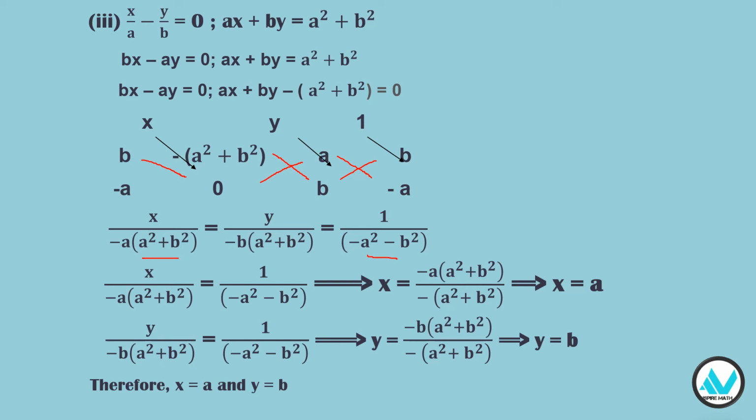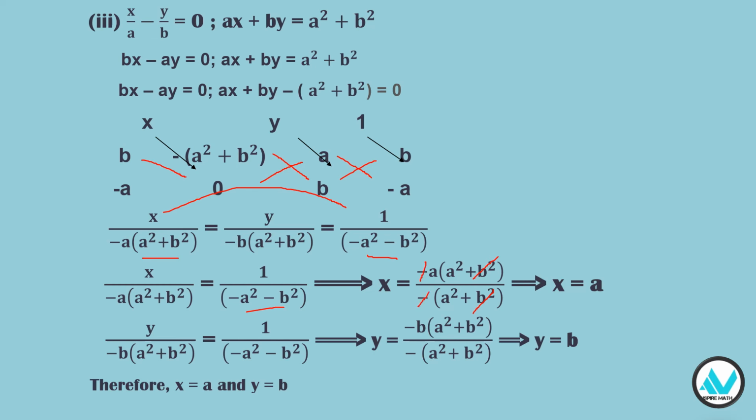Next I'm just going to equate x and my constant. So I get x by minus a into a square plus b square equal to 1 by minus a square minus b square, which gives me x equal to, I'm just taking my denominator that side, that is minus a into a square plus b square. Here I am taking the minus outside, so I get minus a square plus b square. So when I cancel these two, I get x equal to a, because even my minus also gets cancelled.